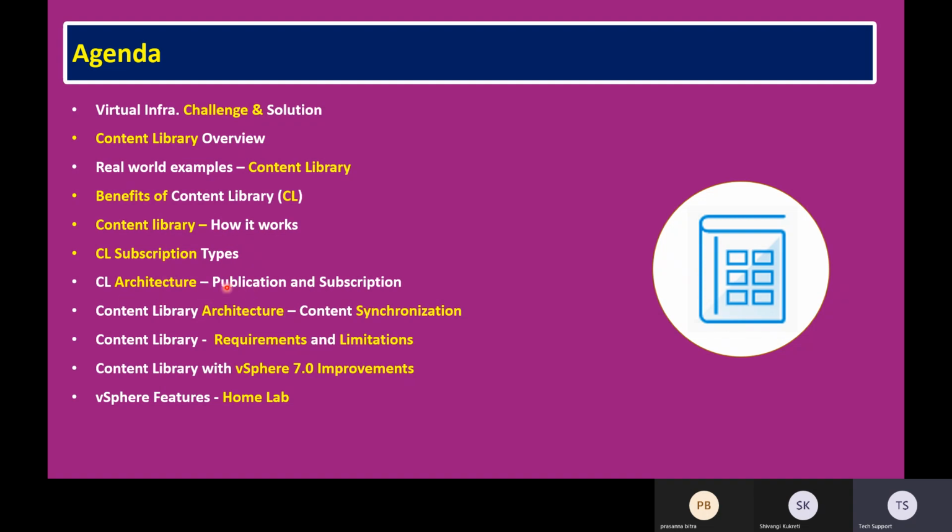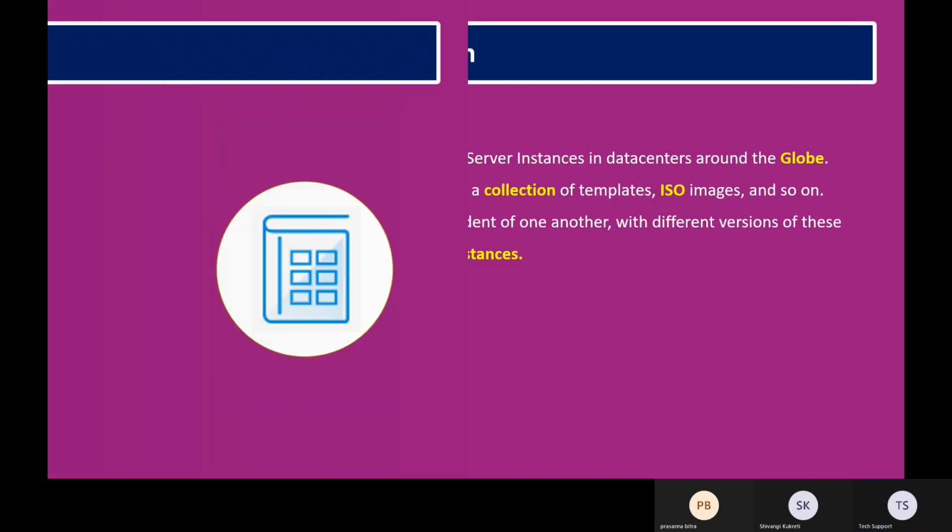Within the architecture, we are going to verify the publication and subscription process, and also the content synchronization, how it will synchronize among the vCenter servers, and also the content library requirements and limitations, and what the main enhancements are in vSphere 7.0, and finally, we'll do the home lab. Okay, so let's start with the virtual infrastructure challenge.